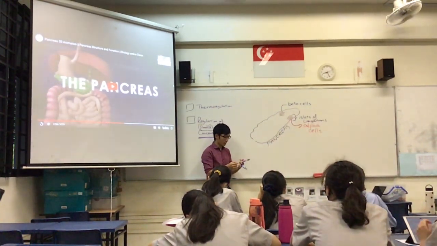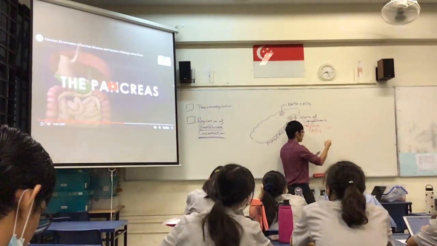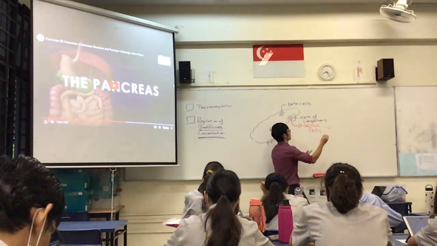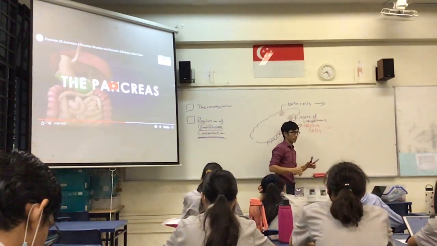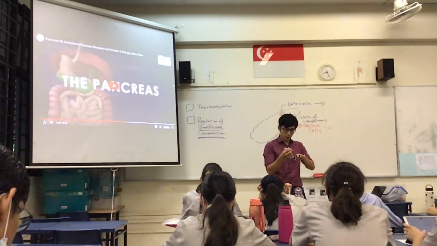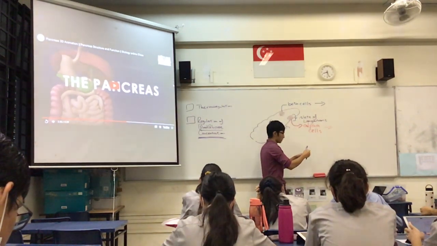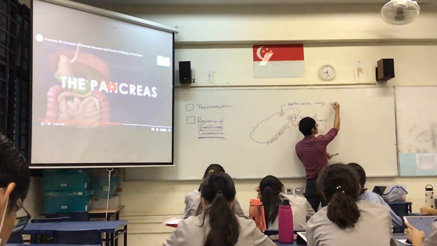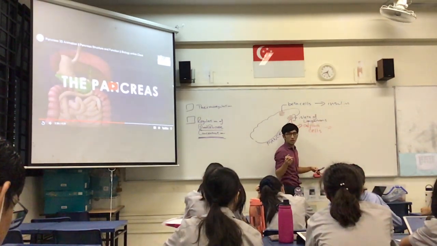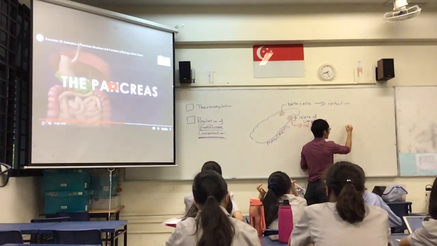Okay, alpha cells and beta cells. For yourself, I think what's more important is, do you manage to capture what hormone these 2 cells produce? It's your beta cells. Insulin, thank you. And then glucagon.